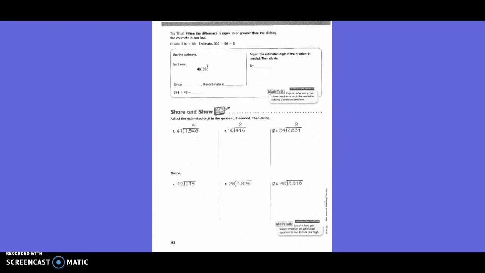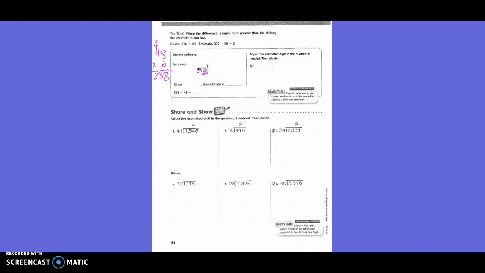Try this. When the difference is equal to or greater than the divisor, the estimate is too low. Okay, so they said to try 6. So we need to take 48 times 6. So 48 times 6. 8 times 6 is 48. So put an 8, carry the 4. 6 times 4 is 24 plus 4 is? 28. So then we would subtract 288.